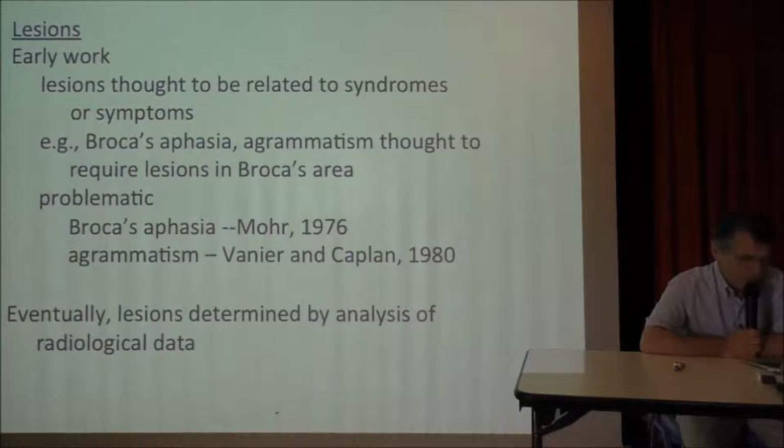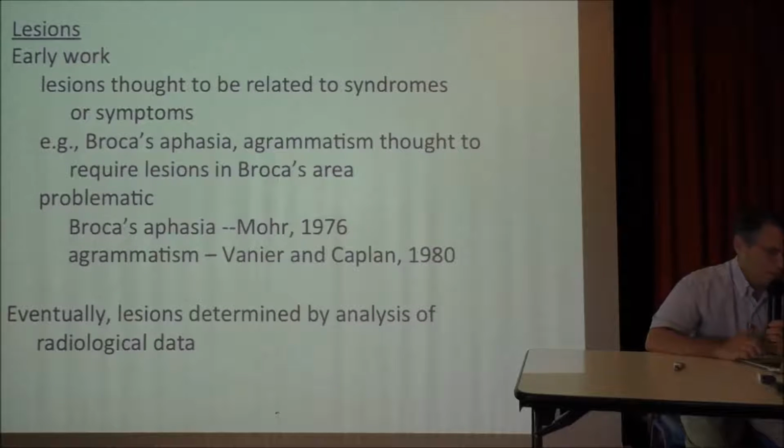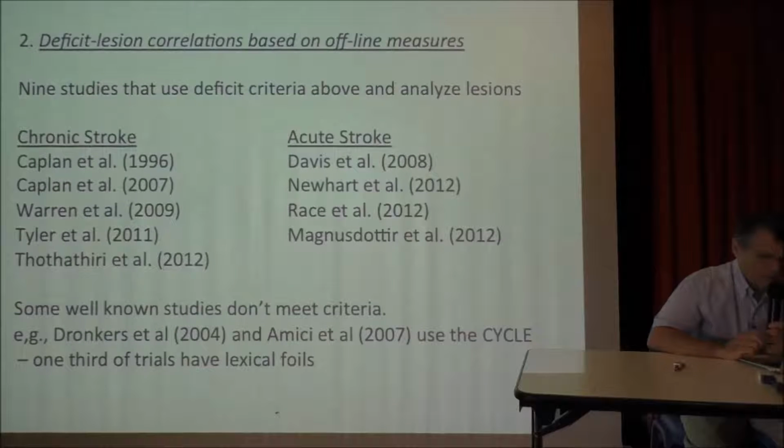And Marie Vanier and I were asked to analyze brains of people in an interdisciplinary program on agrammatism that was published by Harold Goodglass and several other people in 1980. We analyzed 18 brains of people, in a cross-language study. These were the prototypical agrammatic patients of these researchers in their language. And there was a huge variety in lesions, including one that only affected the temporal lobe, in patients who were considered to be the prototype for agrammatic patients in their language. But eventually, lesions became determined by the analysis of radiological data, CT scans and MR scans.